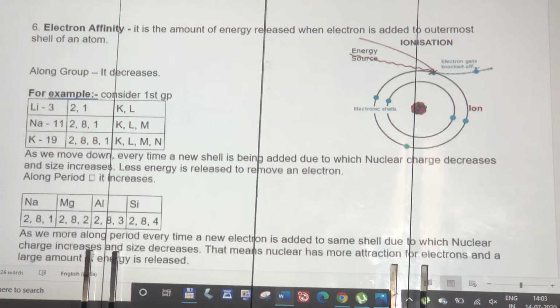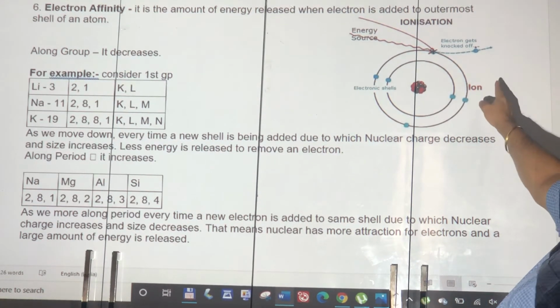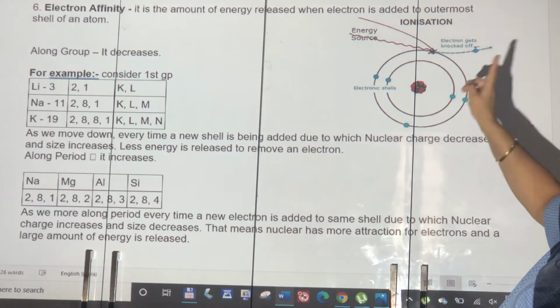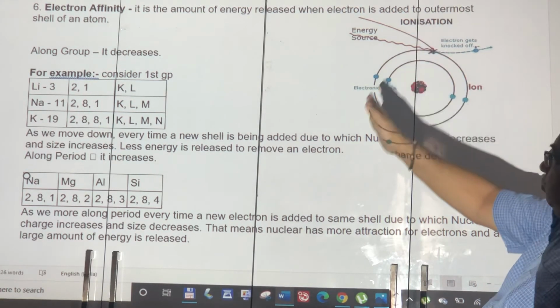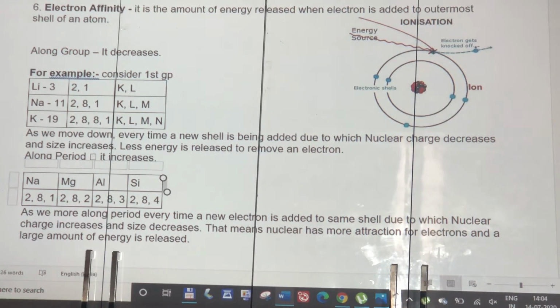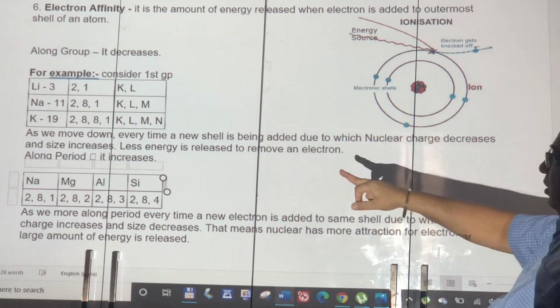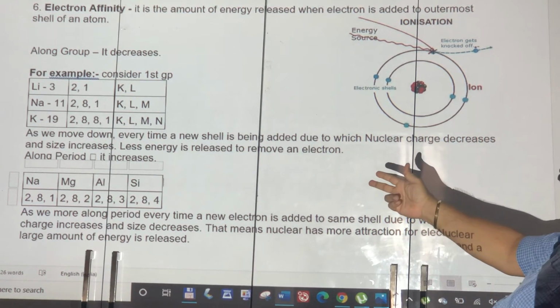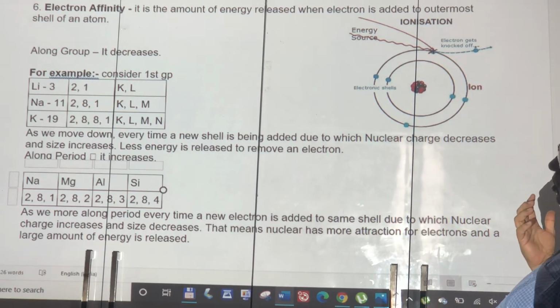Electron affinity is the amount of energy released when an electron is added. First we removed, now we are adding. It is the opposite of electronegativity. Along the group, it decreases. When we go down, lithium, sodium, potassium, we find that the electron affinity decreases, because a new shell is being added, nuclear charge decreases, size increases, so less energy is released. Along a period, it increases.